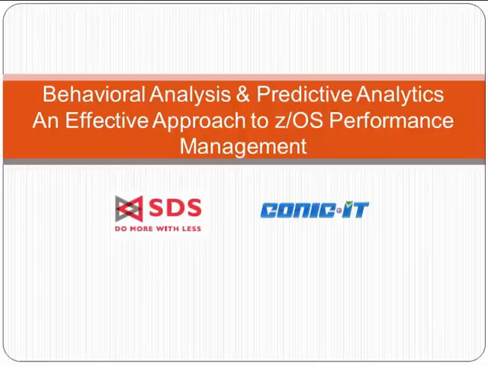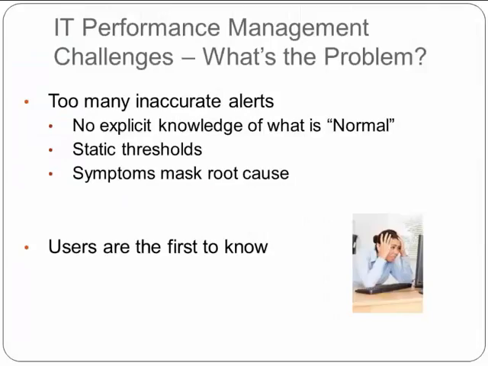There's just too many inaccurate alerts, and inaccurate alerts cause lots of different problems. First of all, if there's too many alerts, people tend to ignore them. And of course, if alerts miss important issues, then again, people tend to mistrust them. The reason this happens is that the alerting systems don't really have any explicit knowledge of what is normal.